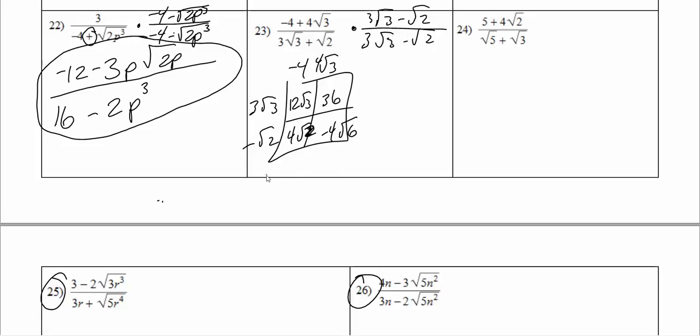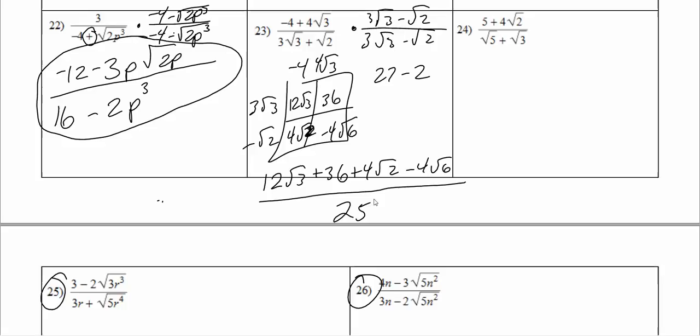It combines to 12 root 3 plus 36 plus 4 root 2 minus 4 root 6. I can't combine any of those, so that's why it stays that way. Divided by what? 3 times 3 is 9, times 3 is 27. And then root 2 and root 2 makes a -2, so over 25. Can I reduce 12, 36, 4, 4, and 25? All of those cannot be divided by the same thing, so that is your answer there.